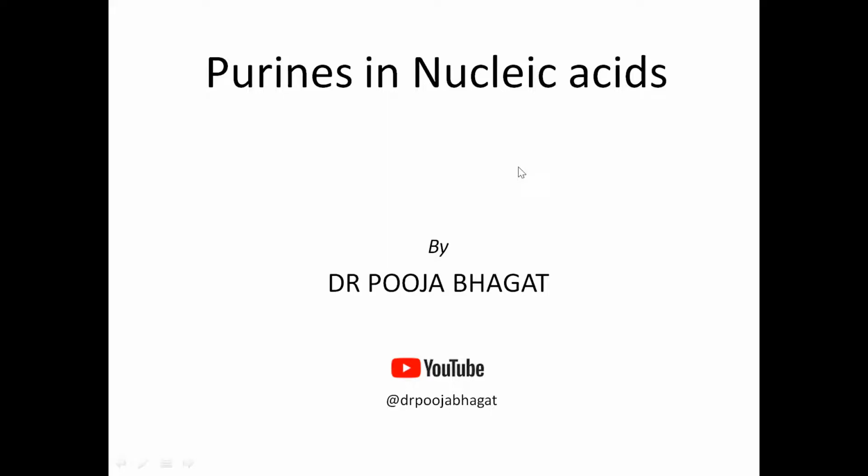Hello viewers, today I am going to discuss purines, which are present in the nucleic acids. You have heard of the term nucleic acids. Nucleic acids are DNA and RNA, that is, deoxyribonucleic acid and ribonucleic acid. If you want to know more about this topic, you can see my video on nucleic acids. Now, in nucleic acids, two types of bases can be present, purines and pyrimidines. In today's lecture, I am going to discuss purines in the nucleic acids.